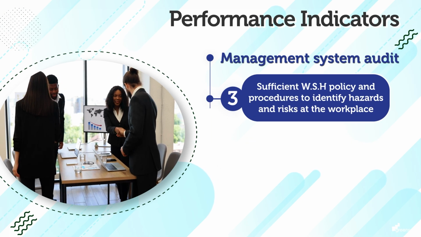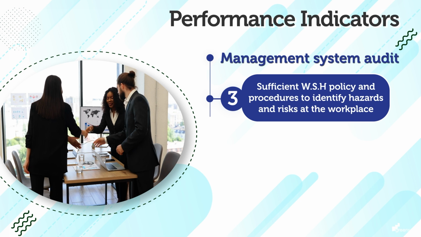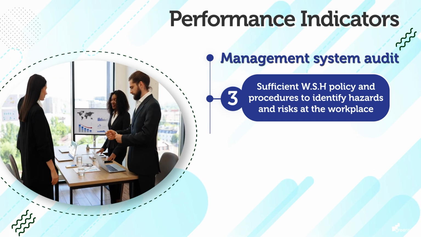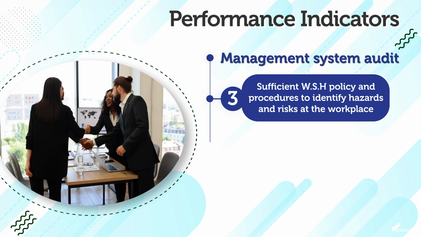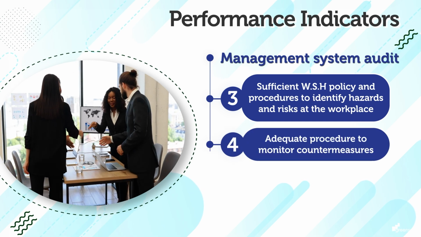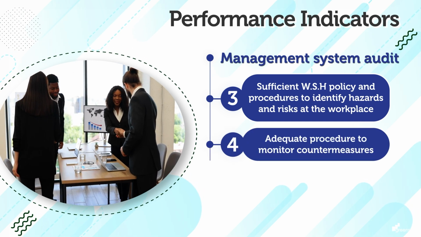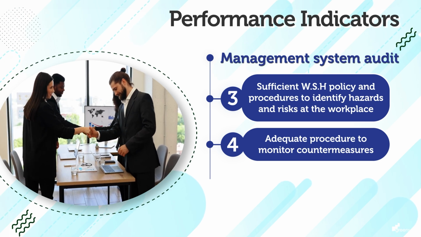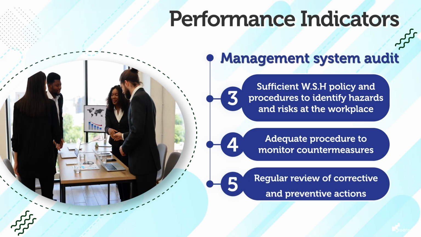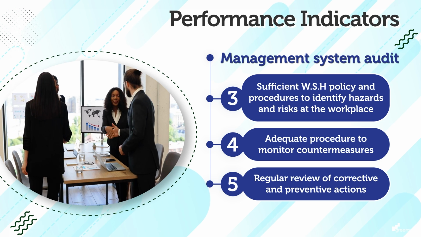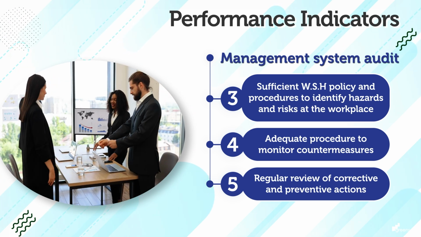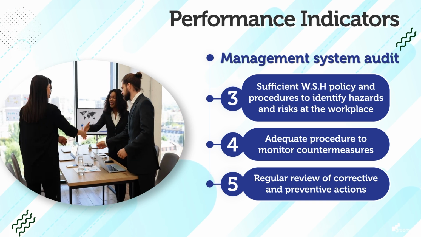Next, the WSH policy and procedures should be sufficient to identify hazards and risks at the workplace. The procedures to plan, develop, implement, monitor, and review countermeasures should also be adequate. The corrective and preventive actions should also be implemented and should be reviewed for further improvement.